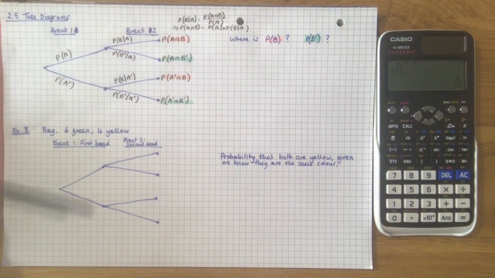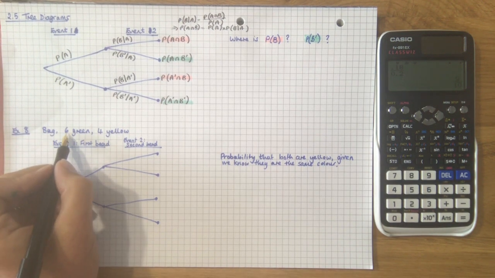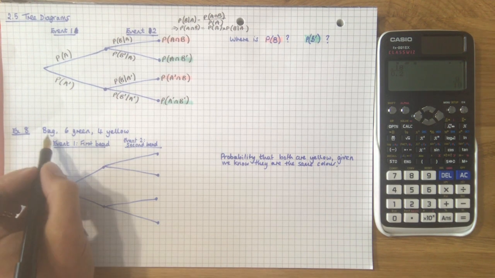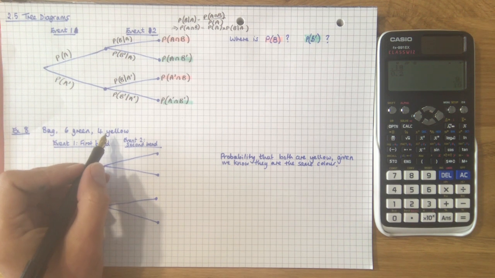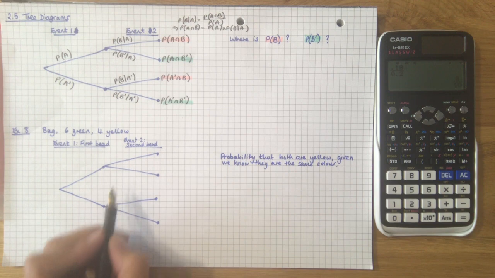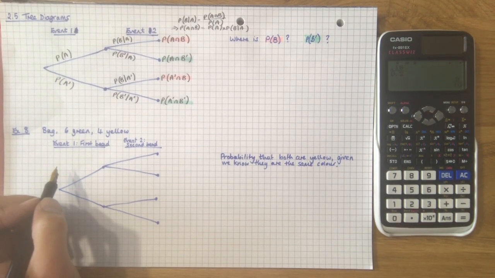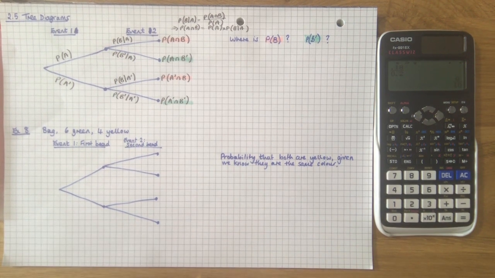So let's have a look at example 8. We are told that there is a bag that contains 6 green beads and 4 yellow beads. A bead is taken at random from the bag. The colour is recorded, but then the bead is not replaced. And you'll remember these kinds of questions from GCSE. Where there's no replacement, we know that the probabilities change on the second branches. We're told that the second bead is taken and its colour is recorded. And then we're given some information and a question to answer.